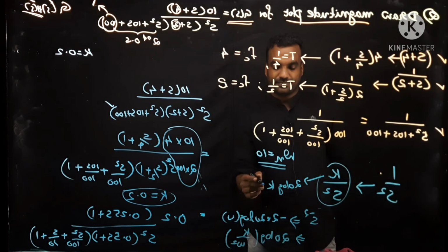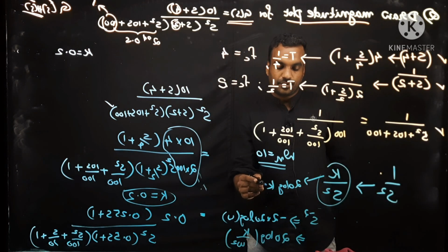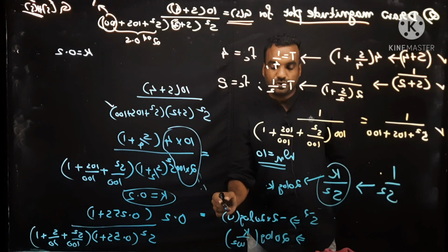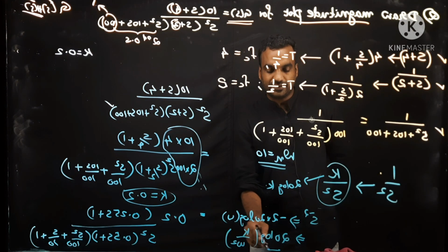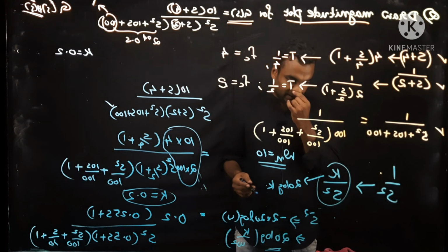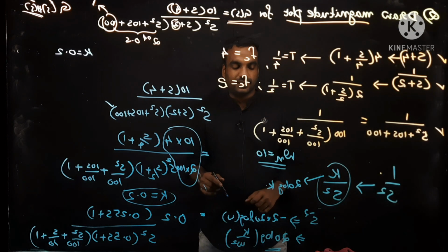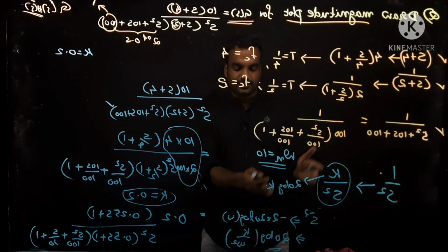Both are matching because 20 log k minus 2 into 20 log omega will give the same result. So I suggest you take k by s square as a single term. Please check whether it is matching or not.